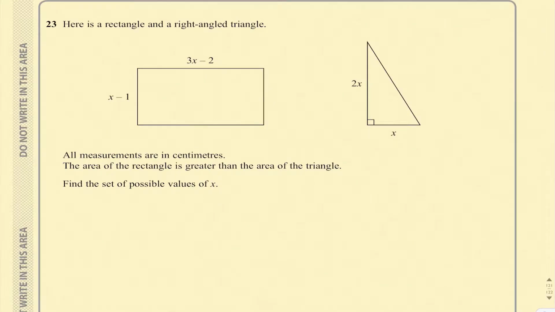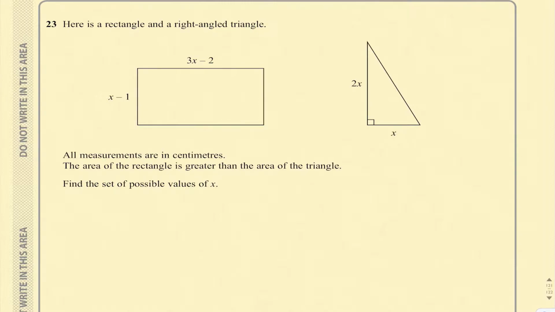Question 23, the last one. So I'm going to find the area of this triangle, and they said the area of the rectangle is bigger than the area of the triangle, and we need to find the set of possible values that makes this happen.